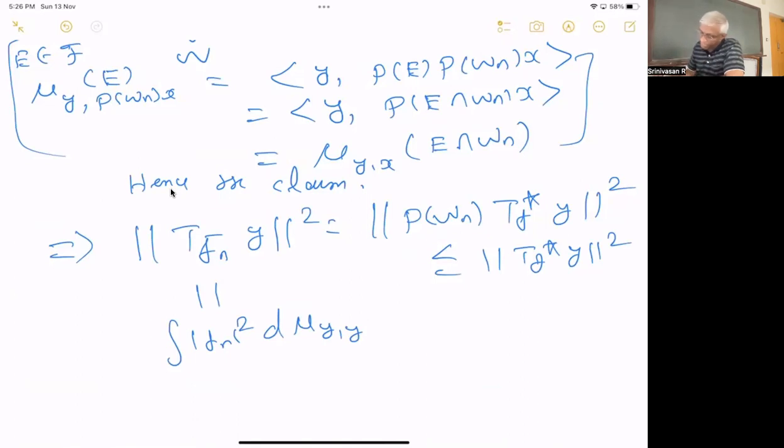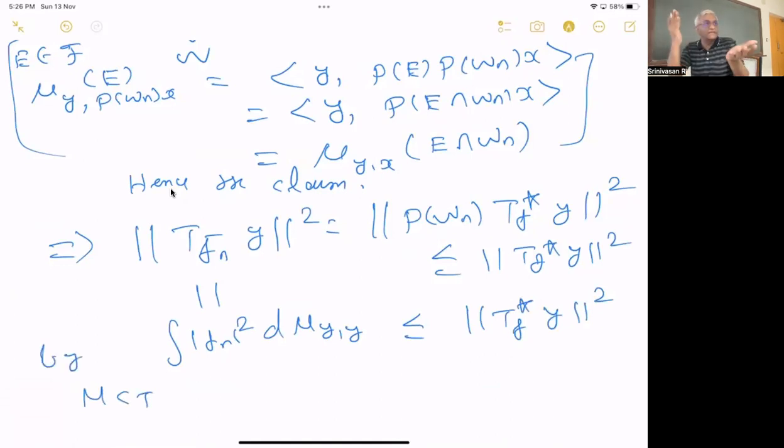Right. So this is less than or equal to the norm of T f star y squared. By MCT, taking limits. MCT, the monotone convergence theorem, is for positive functions. If fn increases to f, then the integral of fn increases to the integral of f for that measure. And if it is infinity, it will be infinity.